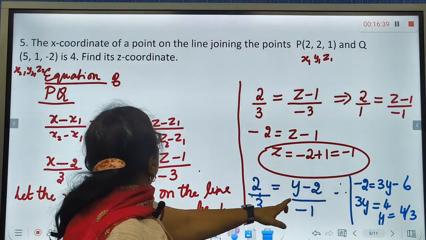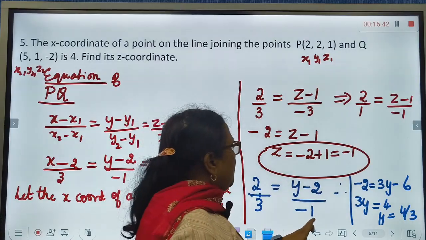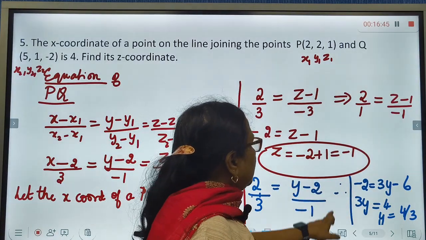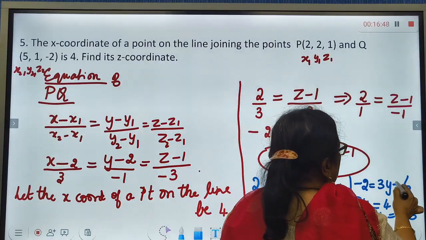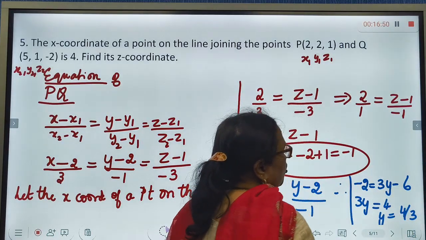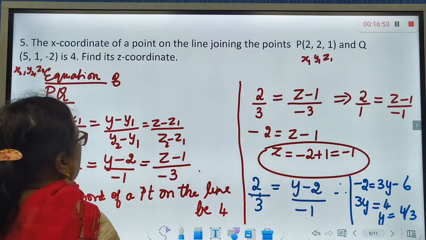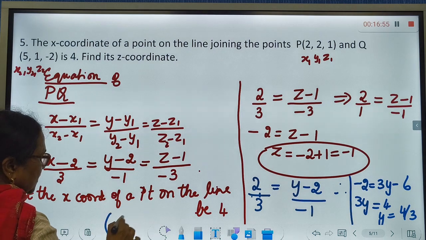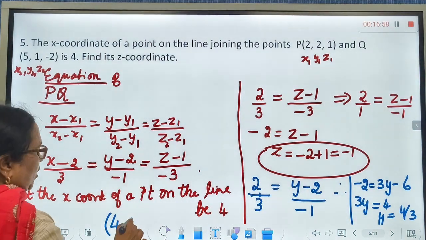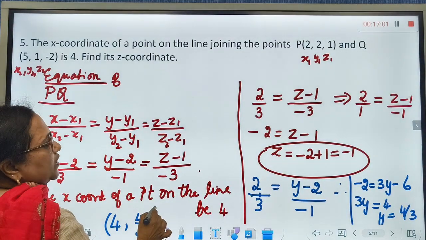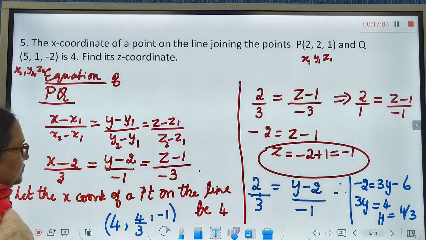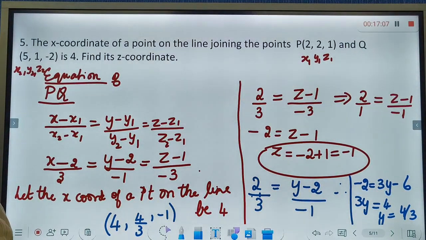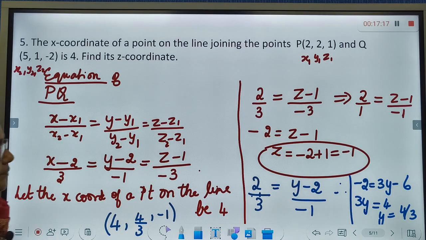See, this is 2 by 3 equal to y minus 2 by minus 1. Cross multiplying will give you 3y minus 6. So 3y, I am keeping it as it is, plus 6 we bring it here, 6 minus 2 is 4. So y is equal to 4 by 3. So actually when the x coordinate is 4, the y coordinate is 4 by 3 and the z coordinate is minus 1. So are you able to understand how to get the coordinates of a point when you know the equation of a line and additional information? In this case, the additional information is the x coordinate of a point.